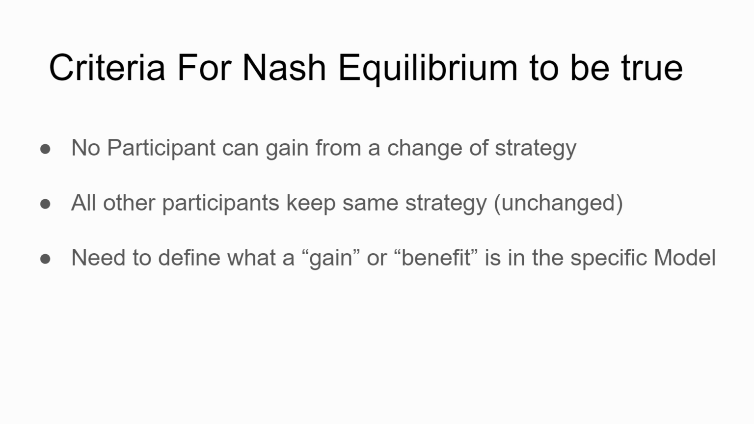So if we break it down, there are a few criteria that are explained in that definition. The first being that no participant can gain from a change of strategy. This means that in order for Nash equilibrium to be true, no participant can gain from changing their strategy. Now, if one participant is changing their strategy and you're testing that outcome, all the other participants have to keep the same strategy. Now, in order to figure out if it's Nash equilibrium, you have to have gain or benefit be specified in the model. So we have to define that.